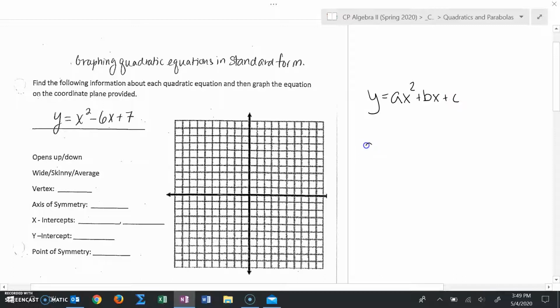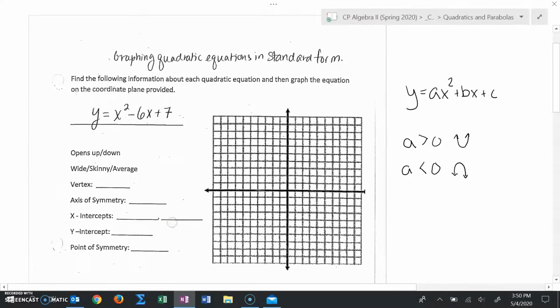The a value does the same thing in standard form that it did in vertex form. That is, if a is greater than 0, then the parabola opens up. And if a is less than 0, then the parabola opens down. So for the example over here, the a value is 1, which means our parabola is going to open up.